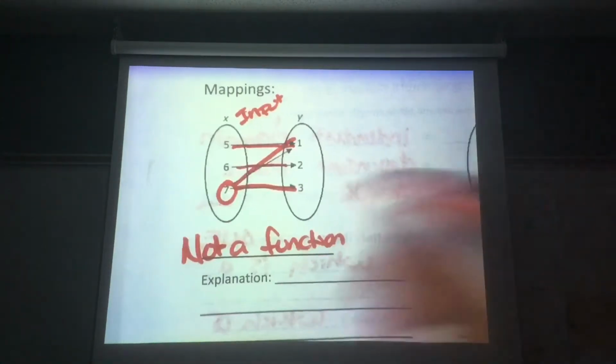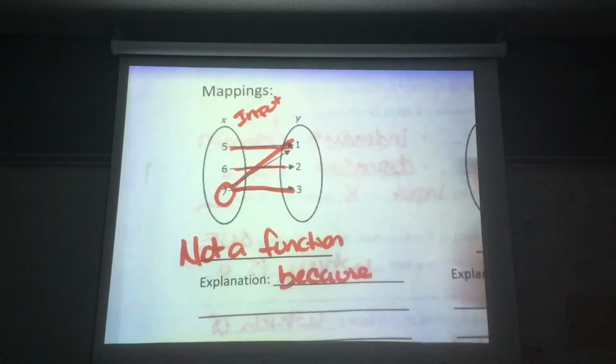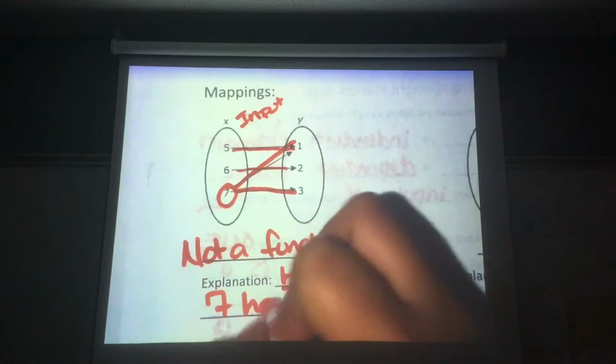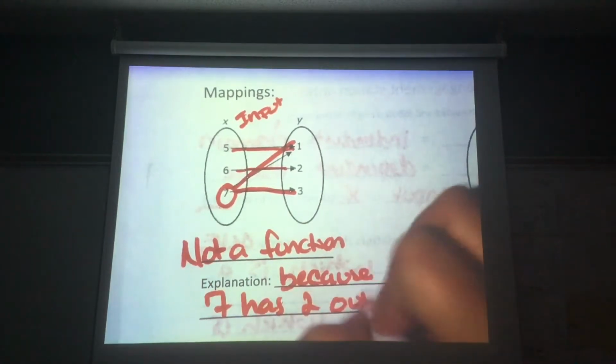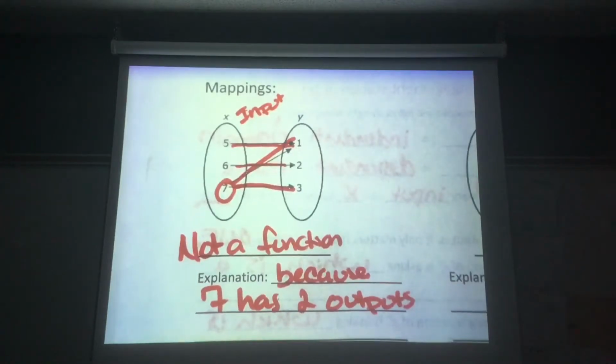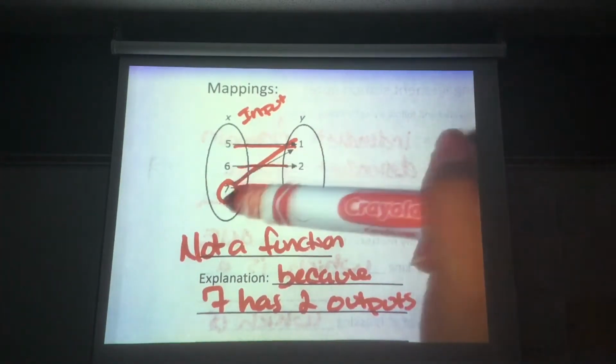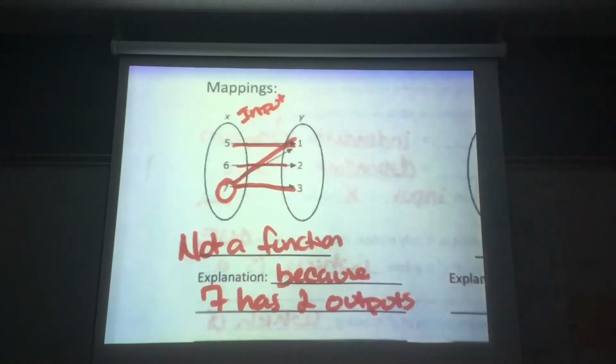And my explanation would be because 7 has two outputs. So 5 only had an output of 1, 6 only had an output of 2, but since 7 had an output of 2, the whole thing is not a function.